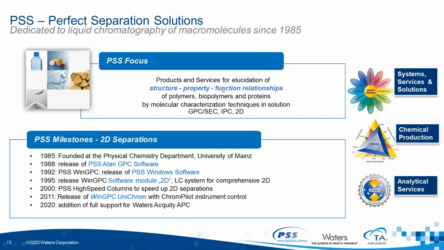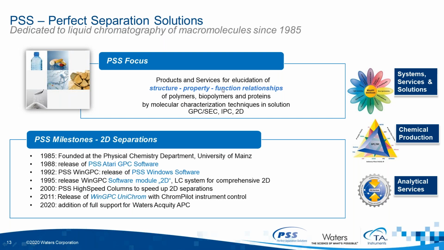Our goal is to develop true solutions based on easy to use and reliable products, and we need to include the latest findings in material science. So besides analytical services and reference materials and columns, software is one of our key products. And from the early beginning, PSS developed software first, like in 1988, for Atari platform, a platform which I assume our younger audience would not even recognize, and since 1992 for Windows platform.